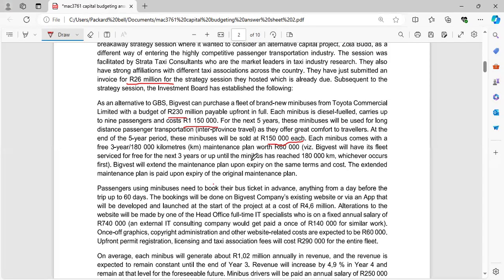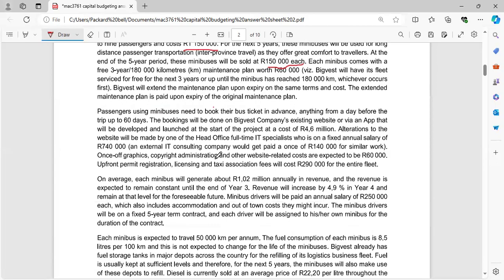So you can see this maintenance plan is free for 3 years. Then from the 4th year, they will have to pay for this maintenance plan. Right? Then they say passengers using minibuses need to book their bus ticket in advance, anything from a day before the trip up to 60 days.